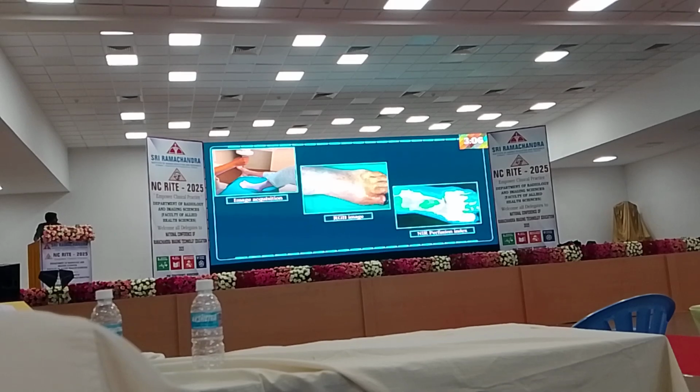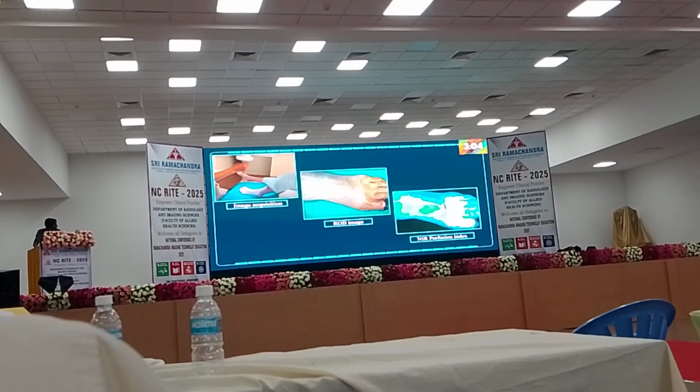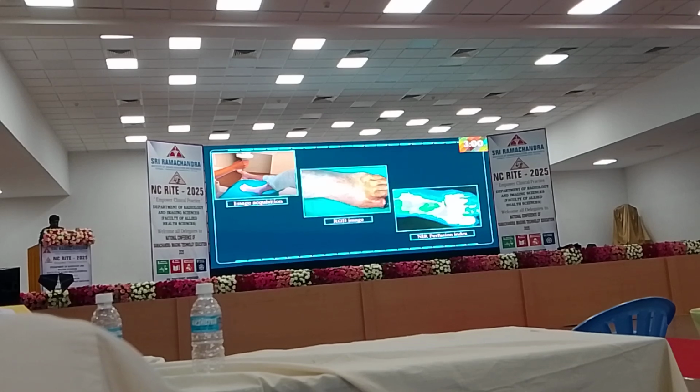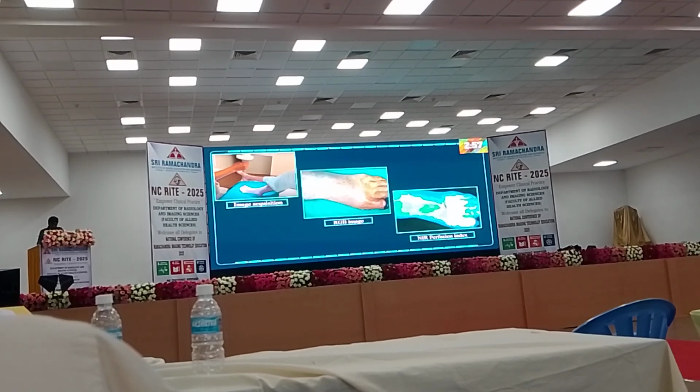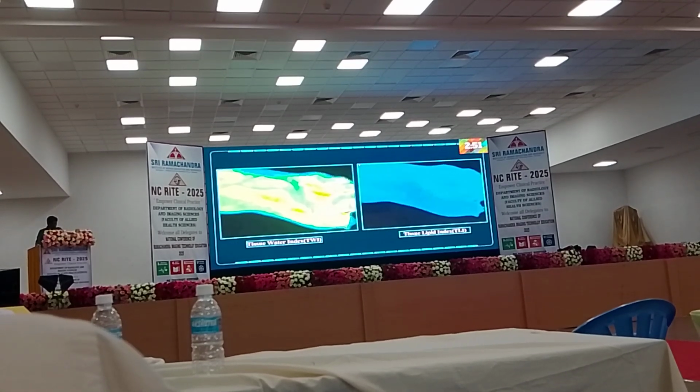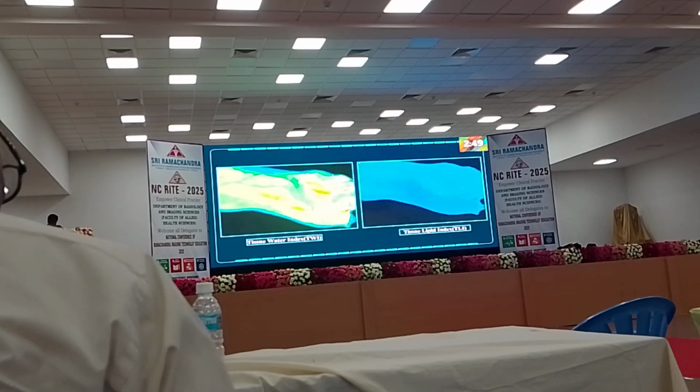So first you can see the foot, we give a light to illuminate, and next the RGB image, that's a normal image. Then with the help of the RGB image, we have many functions. First is an NIR coefficient index, next is oxygen saturation, and third is the oxyhemoglobin index, and the tissue water index and tissue lipid index for the tissue composition.